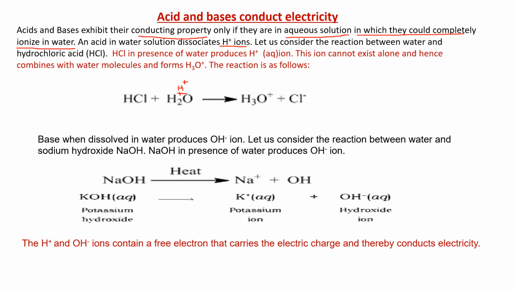I'll put a positive sign here, the sign for combination. It will combine with H2O, and what are you getting here? H3O plus. What is the name of this new compound? This is the hydronium ion. So HCl in the presence of water produces H plus.